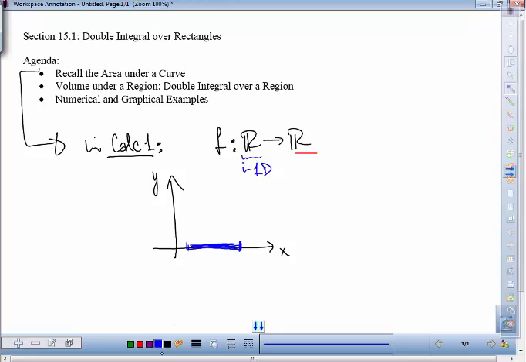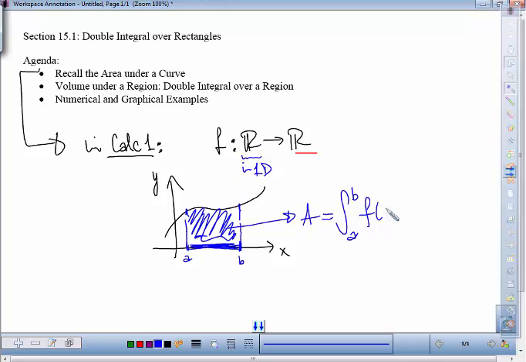This is your domain. And then you're given an interval that you're integrating over. So your graph, I don't know what your graph is going to look like, but it's going to look something like that, our generic idea of a graph. And then you essentially are looking for the area under the curve from A to B. And we know that the area is going to be denoted by the integral from A to B of f of x dx.